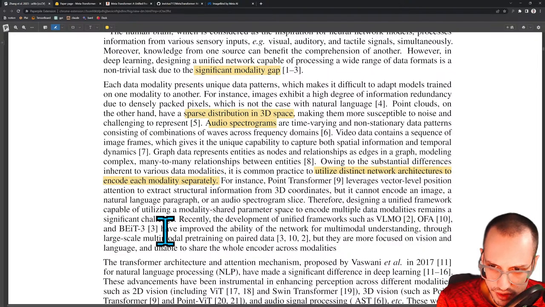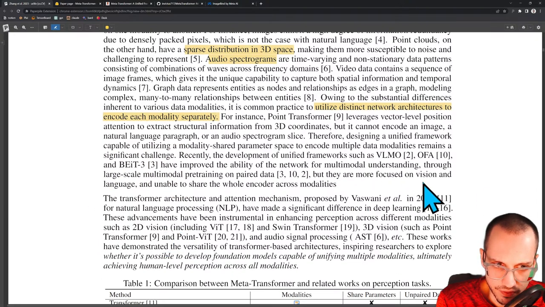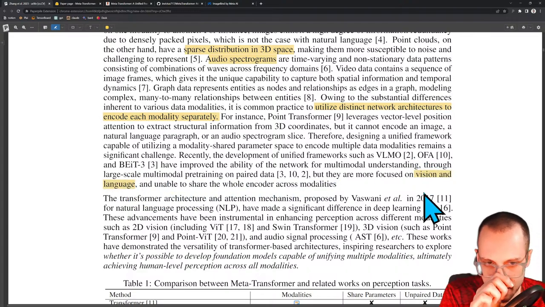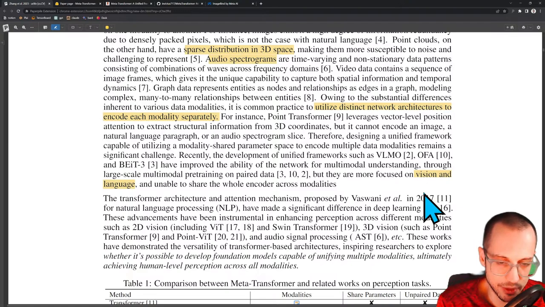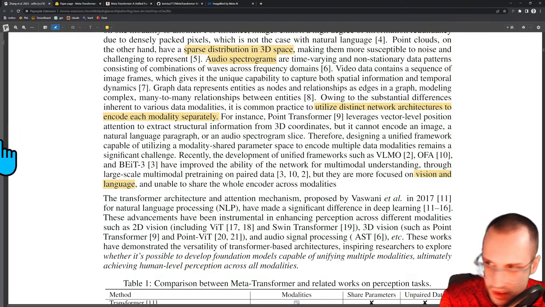Unified frameworks. Do they even mention ImageBind? They don't even mention ImageBind. Have improved the ability of a network for multimodal understanding, but they are more focused on vision and language. Vision and language is what CLIP is, for example. CLIP is the vision language encoder that is very popular in pretty much every computer vision paper at this point, because it projects language and vision into a shared embedding space.